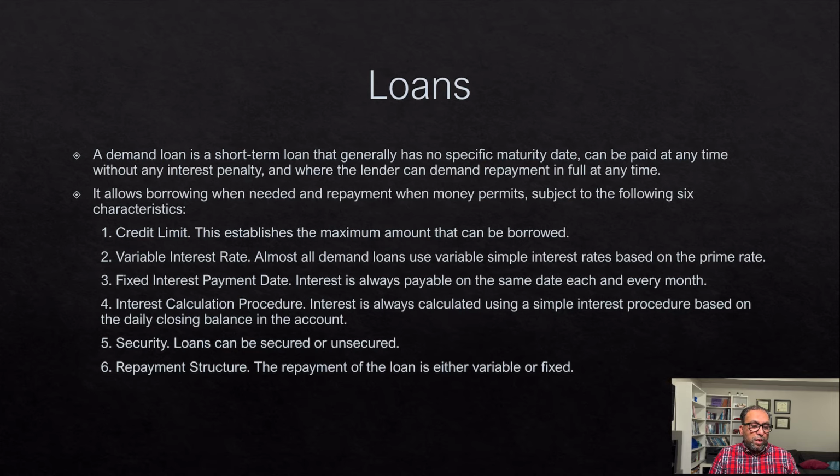Fixed interest payment date: the payment date for the interest amount is fixed, so you have to pay the interest on that particular day. Interest calculation procedure: interest is always calculated using a simple interest procedure based on the daily closing balance in the account. Securities: loans can be secured and they can be unsecured as well. Secured means that there is a security against the loan, like if you borrow for a house, the house itself is a security. If you borrow a loan for a car, the car itself is a security.